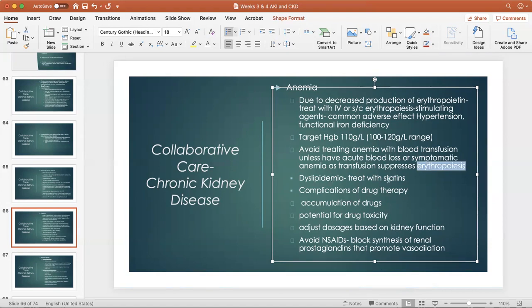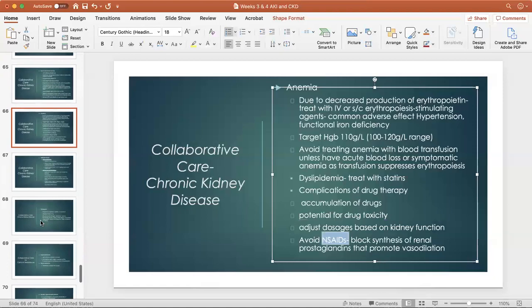Your dyslipidemia, you're going to treat with statin drugs. Complications of drug therapy, I'm not sure what they're trying to say here. Basically, with any drugs that you're giving, you want to remember: is it excreted in the kidney? How much of it is excreted in the kidney? Could we do something else instead, and so on. And then again, we're talking about NSAIDs here, which are nephrotoxic.